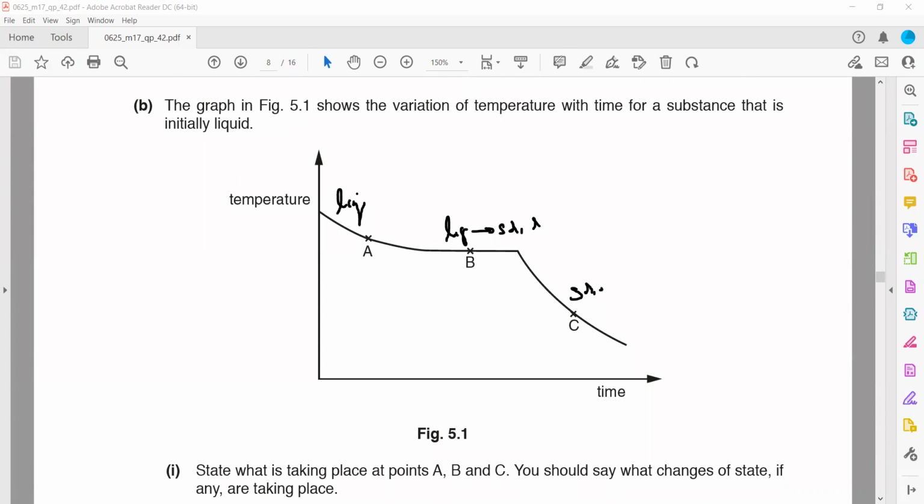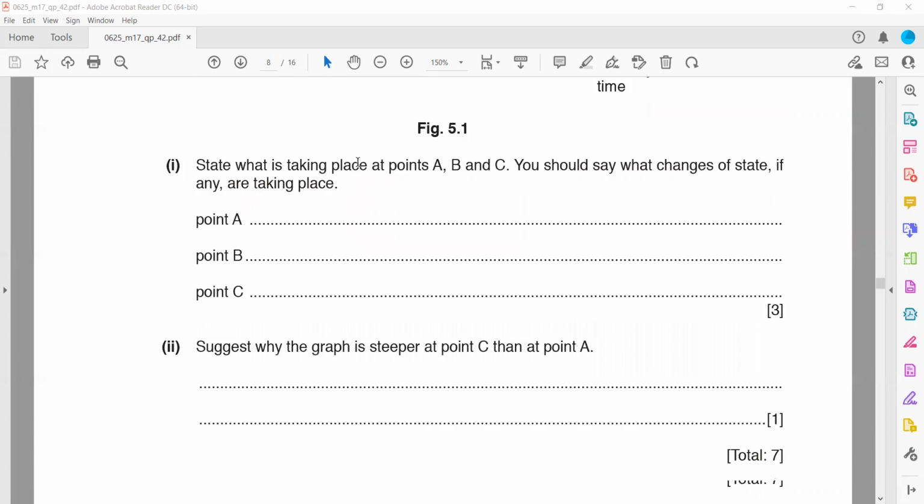State what is taking place at A, B, and C, and you should say what change of state, if any. So at A, the liquid is cooling down. At B, the liquid freezes. And at C, the solid is cooling down.